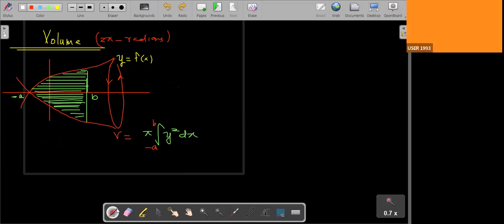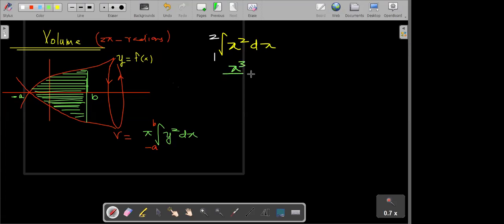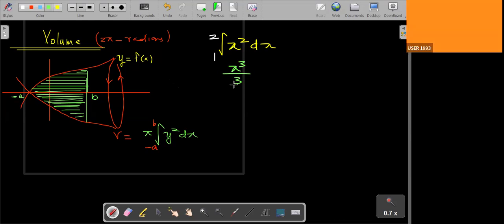Okay. Now let's see how to solve these kinds of questions. For example, say x squared from 1 to 2. You just need to know how to calculate the definite integral. We integrate x squared the usual way, with x cubed over 3. We don't have to put a c because it's a definite integral.